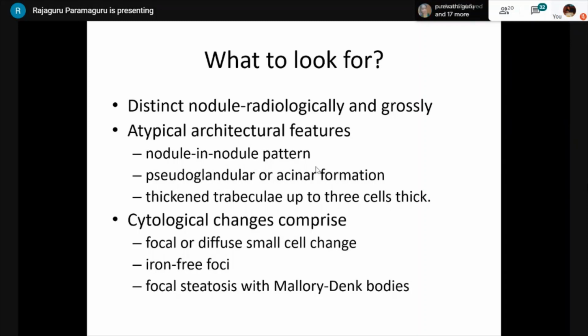And in a case where there is iron overload, a nodule which is iron-free is also considered as a cytological change. And then focal steatosis with Mallory-Denk bodies. The surrounding parenchyma is completely fine, and then you find a nodule with steatosis with Mallory-Denk bodies, you will have to consider it as a dysplastic nodule, provided there are other supportive evidences.